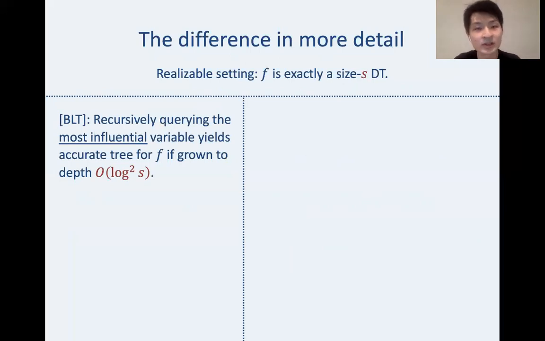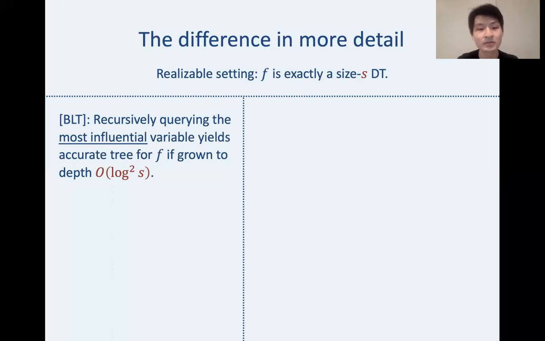So let me get into more details of this difference. In the rest of the talk, we will focus on the realizable setting, where the function f is exactly a size s decision tree. In this case, the main theorem in BLT says the following. Suppose we always choose the most influential variable as a root and do this recursively. Once we grow the tree to depth log s squared, that tree will be accurate for function f.